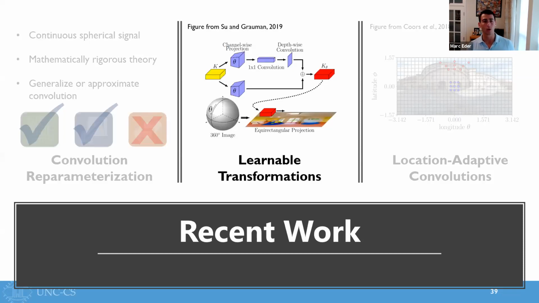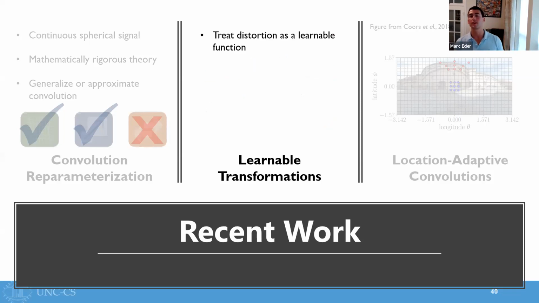So the next category of prior work are methods that seek to learn to transform a network to adapt to distortion. So this doesn't try to explicitly address distortion. They aim to treat the distortion as a learnable function. These are mainly focused on transfer learning. So you can take some off-the-shelf network and apply it to spherical images. Ideally, it learns to adapt to the distortion. Often there's a modular mini network that you can just sub into the beginning of your network that should do this.